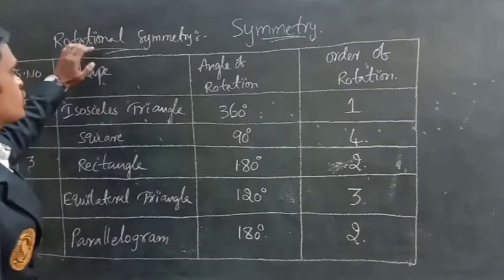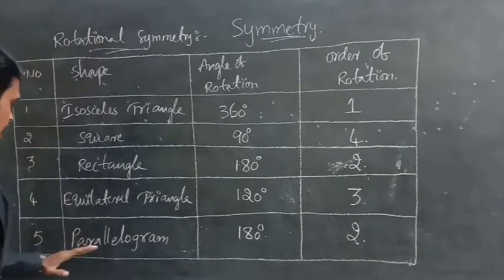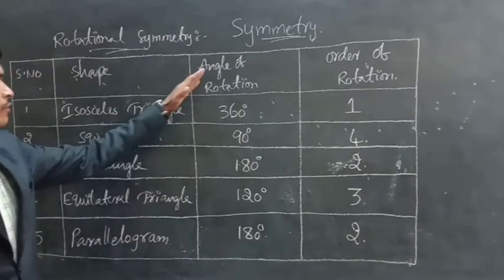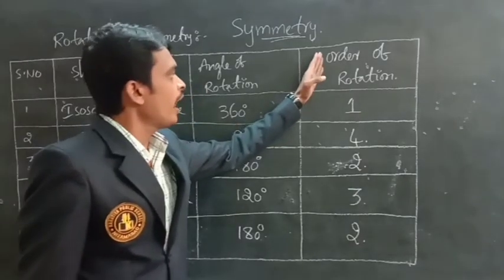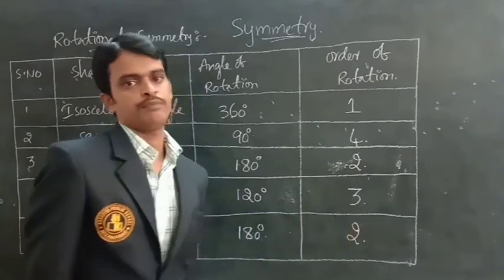So this is about the rotational symmetry of geometrical figures, different types of angle of rotational symmetry and different types of order of rotational symmetry.